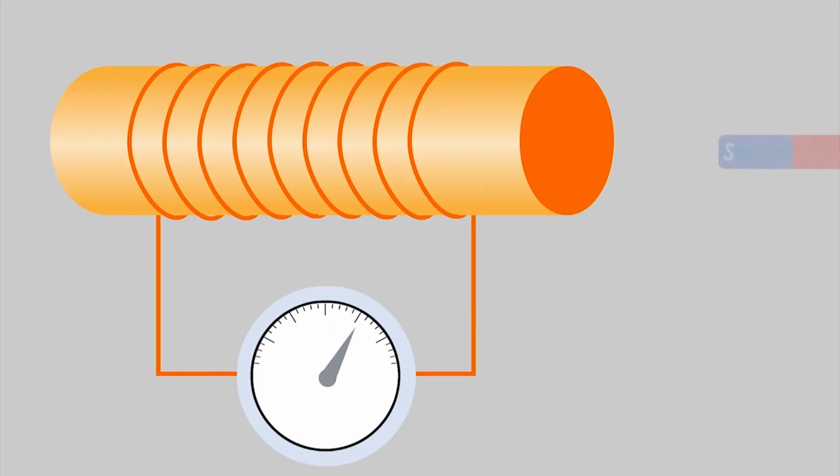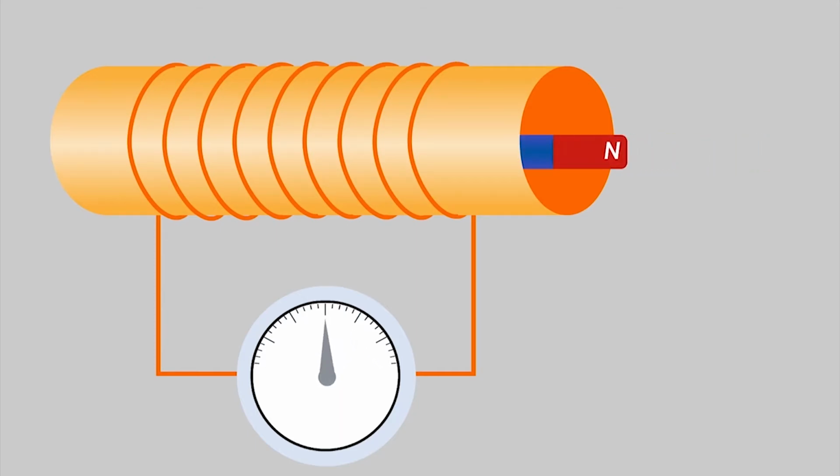So, next what I am going to do is, I am going to bring the south pole of the magnet towards the solenoid. And again note the deflection. But this time, the deflection in the galvanometer is in the opposite direction as it was in the first case. That is, when I brought the north pole, the deflection was in one direction, and when I brought the south pole, the deflection is in the opposite direction.